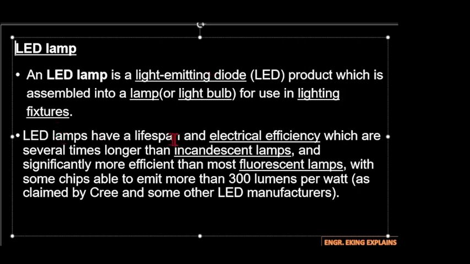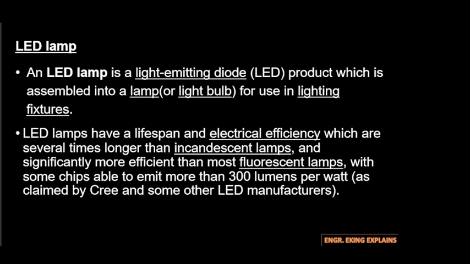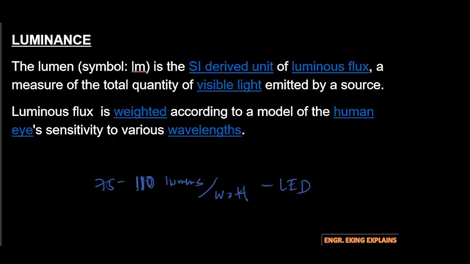So LED lamps have a longer lifespan and better electrical efficiency, which are several times longer than incandescent and significantly more efficient than fluorescent lamps, with some chips able to emit more than 3000 lumens per watt. So ito yung kayang ilabas na luminance ng ating LED lamp, 3000 lumens per watt.